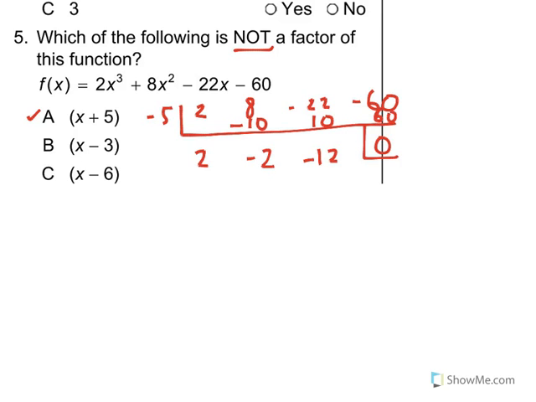So in fact, negative 5 is a factor, but we're looking for the one that is not a factor, so we're going to cross that out because negative 5 is a factor. Next, we're going to test b.